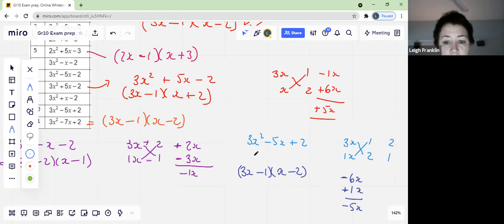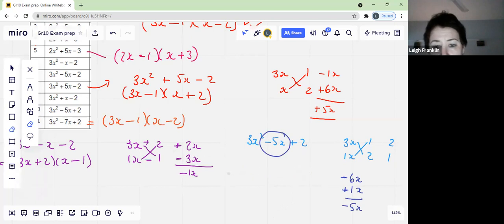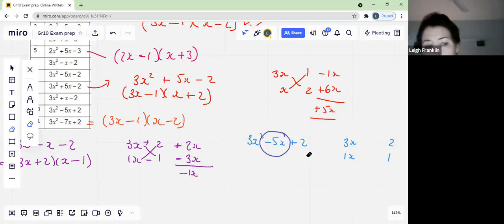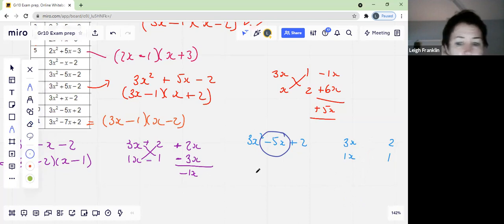The first term would be right. The 3x squared would be correct. The plus 2 at the end would be correct, but this middle term would be wrong. Okay, so that's why you've always got to go back and check. So in this situation over here, that option doesn't work. So now, as I had said to you, we're going to switch the 1 and the 2 around. Let's see what happens now, okay?